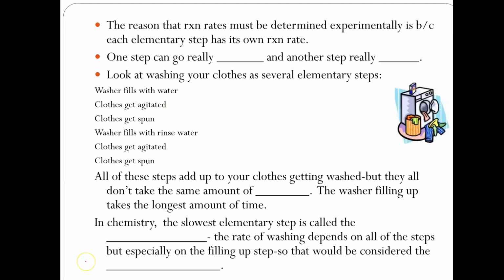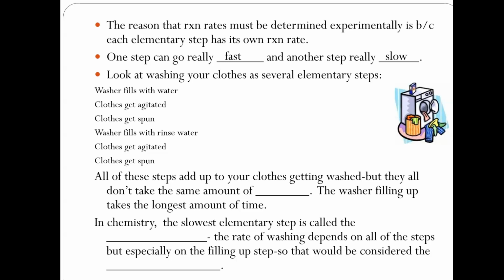Now, reaction rates have to be determined experimentally because every elementary step, every step in a reaction, has its own rate, has its own speed at which it can happen. One step can go really fast and another step can go really slow.